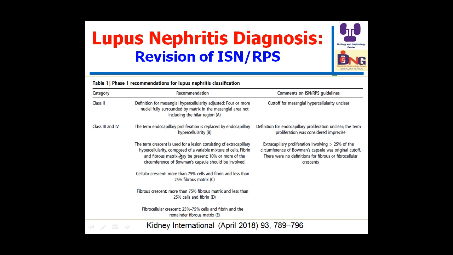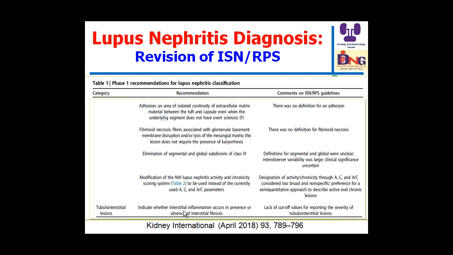consisting of extracapillary hypercellularity composed of a variable mixture of cells, fibrin and fibrous matrix. 10% or more of the circumference of Bowman's capsule should be involved. Cellular crescent: more than 75% cells and fibrin and less than 25% fibrous matrix. Fibrous crescent: more than 75% fibrous matrix and less than 25% cells and fibrin. Fibrocellular crescent: between 25 to 75% cells and fibrin, and the remainder fibrous matrix.